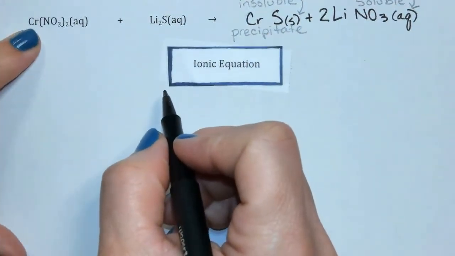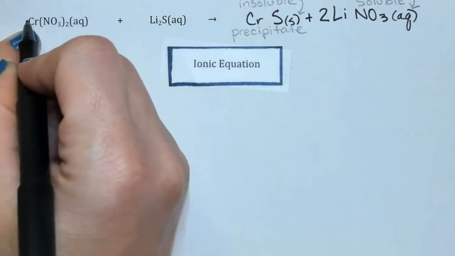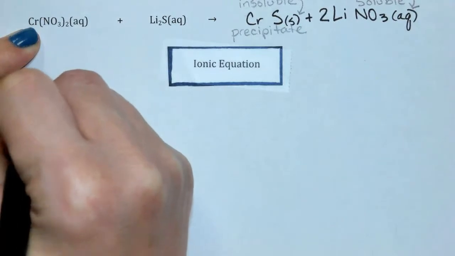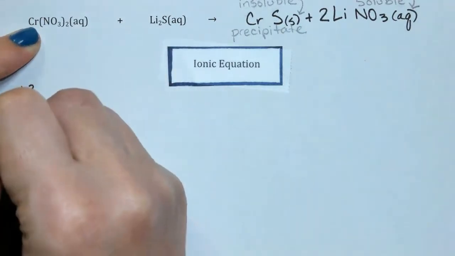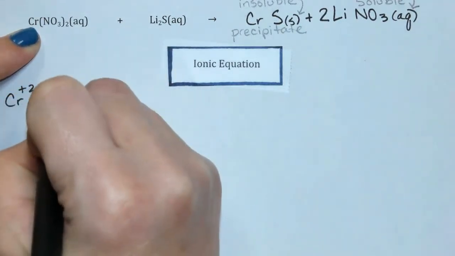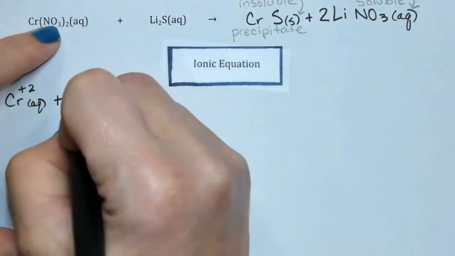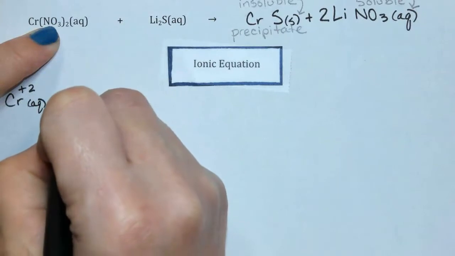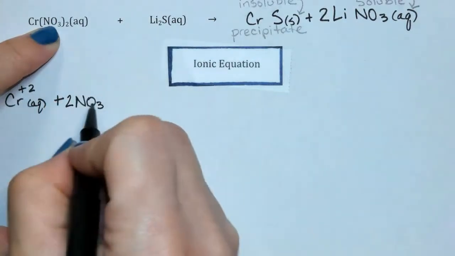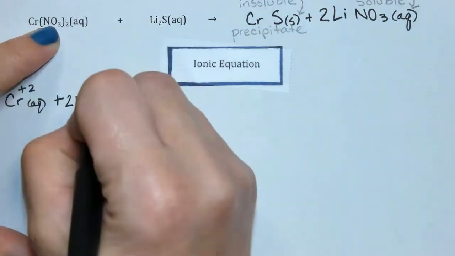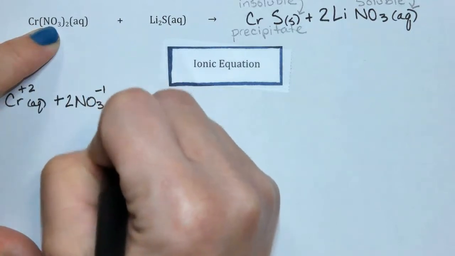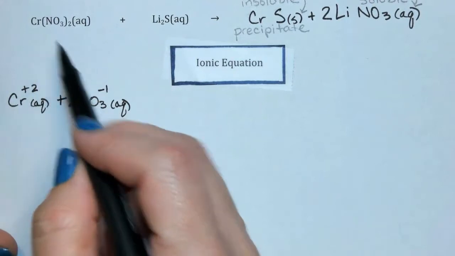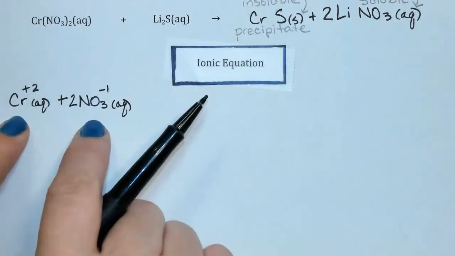I'm going to break this into its 2 ions, the chromium +2 ion, so that's going to go Cr +2, and then I'm going to put AQ for aqueous, plus the nitrate ion. I'm going to write NO3. Since there's 2 of them, I'm going to give it a coefficient of 2 nitrates, and it has a charge of -1, and then we'll put AQ for aqueous. So this has now been broken apart into its individual ions.